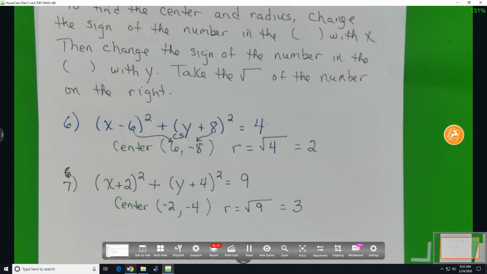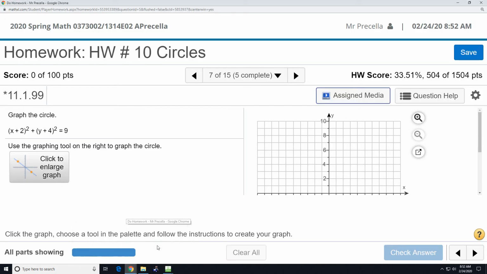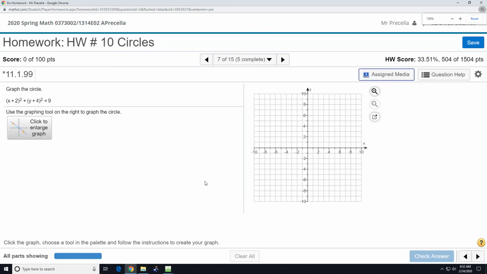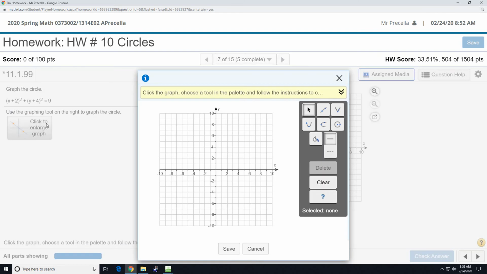So, come over here. Make it a little smaller so this graph fits correctly on the screen. I'll click circle. And talk me through, help me out. What am I going to click now? Center of the circle. So -2, -4. Is that the center? And now, move up 3. 1, 2, 3.